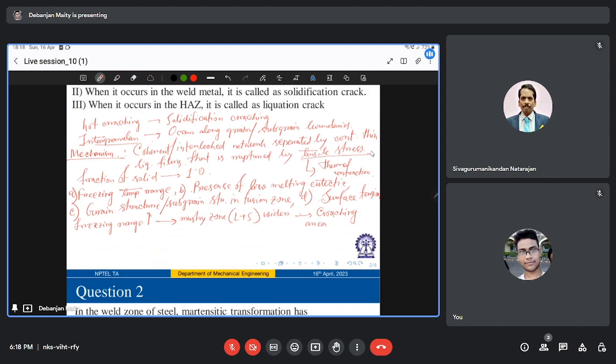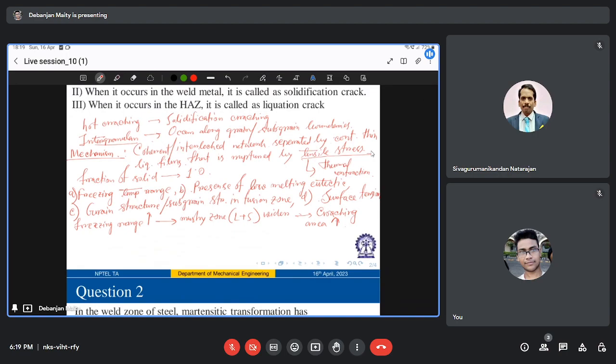This will be more prone to crack, correct? Now, for example, the freezing range of an alloy can be increased either by some intentional addition of some elements like, let's say, zinc in aluminium, or copper in aluminium, or magnesium in aluminium, whatever. Or by presence of some impurities, right?